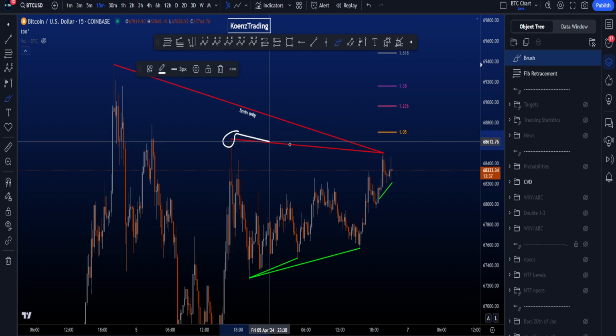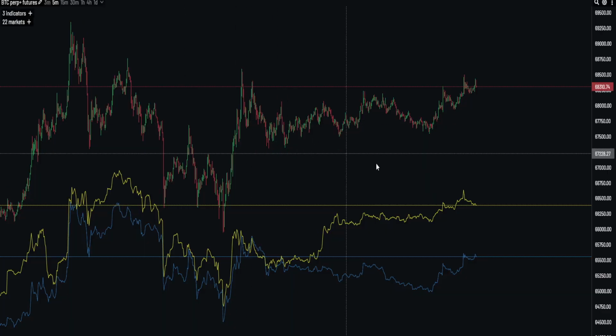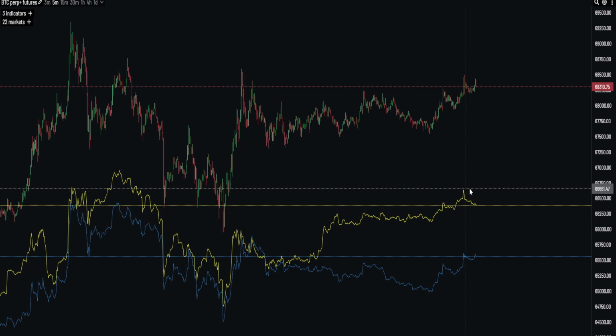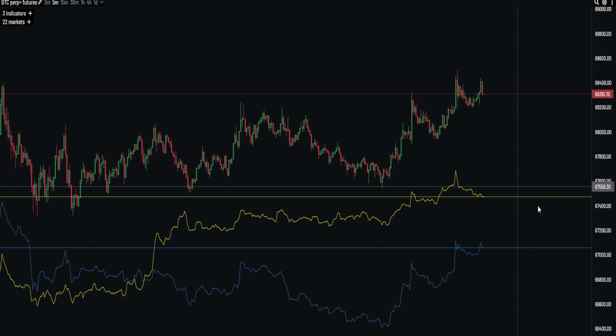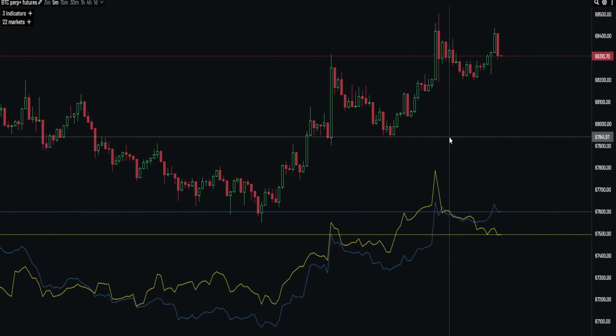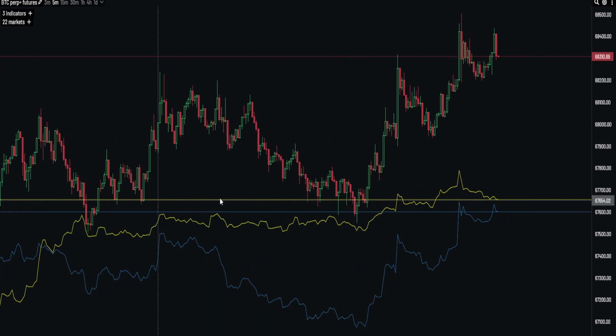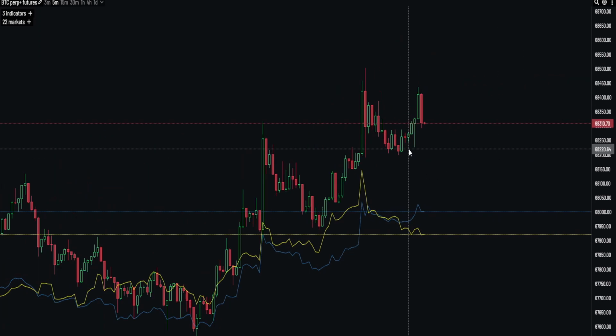Now we have this bearish CVD here, which is on the yellow line. As you can see, we have over here a lower high on price, but a higher high on the yellow line. However, as this yellow line has been progressing during the day, it also showed some bullish CVD divergences on the very, very low time frames, like the 3-minute, for example.